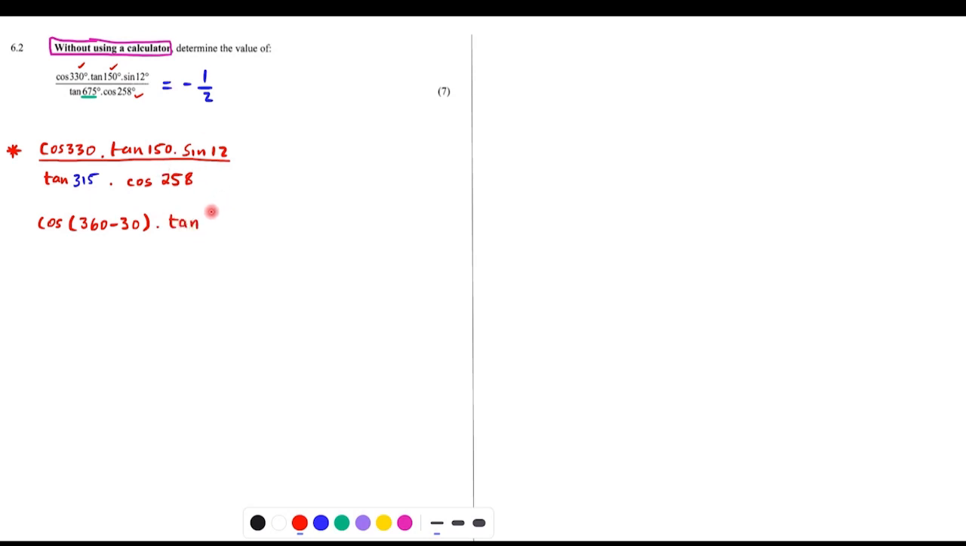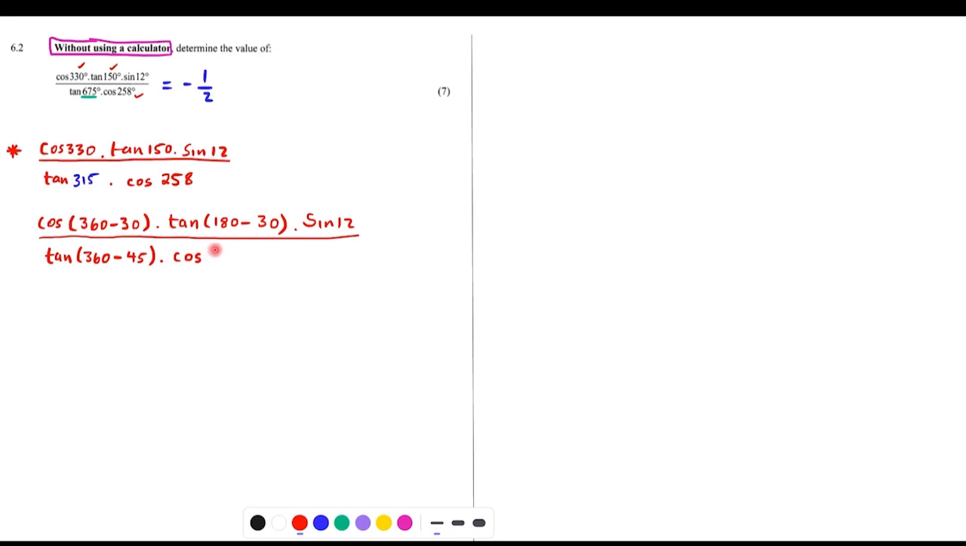Second quadrant is 180 minus theta. So you ask yourself, what number can I subtract from 180 to get 150? As you can see, it is 30. And then what about sine 12? You're not doing anything with it because it has already been reduced, so we're going to keep it like that. And then we're going to say over tan 315. It's in the fourth quadrant, so we know it's going to be 360 minus, so the value to subtract from 360 to get 315 is 45. Times cos 258.